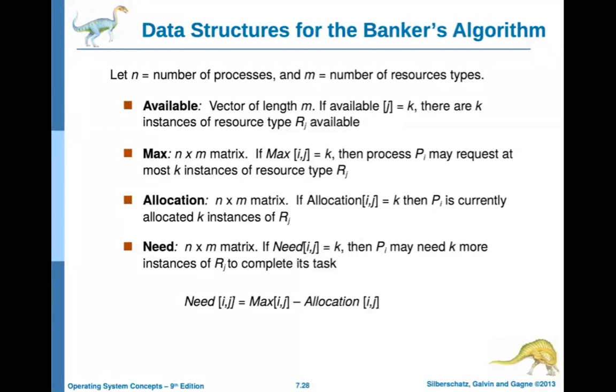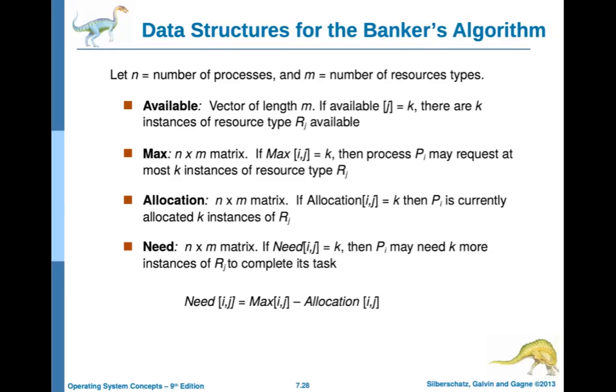So these are the data structures for the banker's algorithm. As I already mentioned in the last lecture, n denotes the number of processes, m denotes the number of resource types. Then these are the data structures. So let us start with the first one, the available.